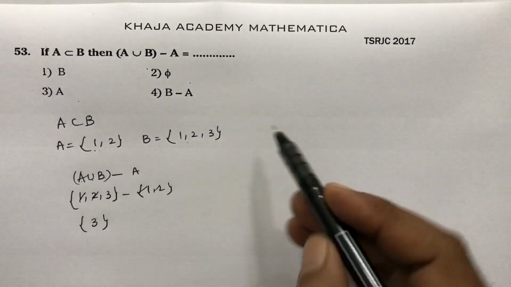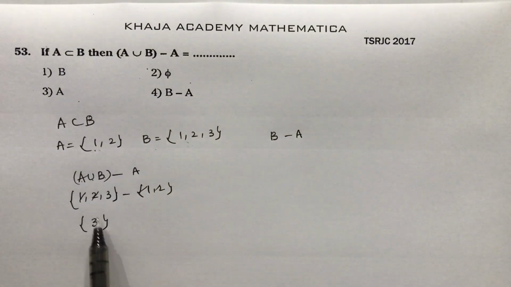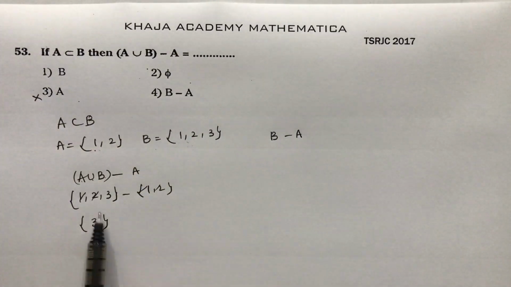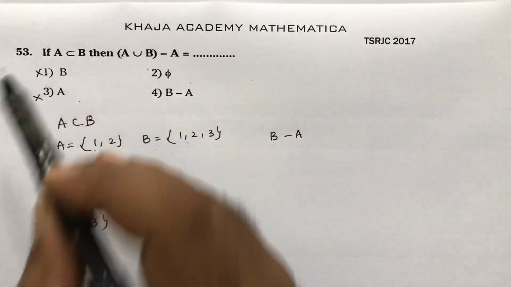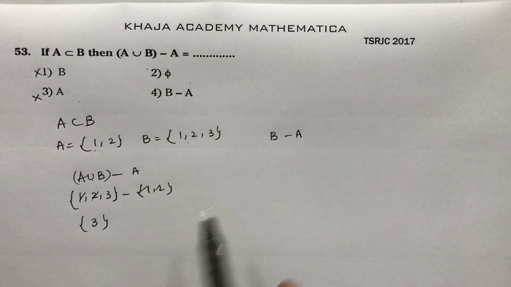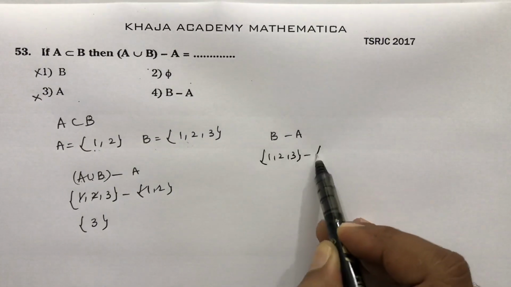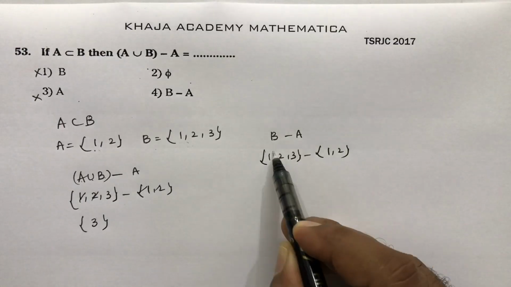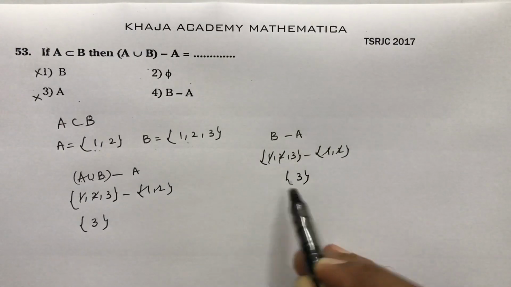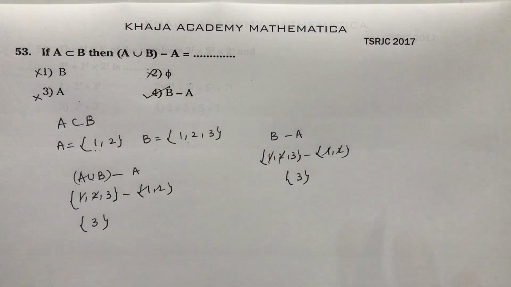But we'll check once by doing B minus A. A is 1, 2. I didn't get that, so this is not the correct answer. B is 1, 2, 3. I didn't get 1, 2, 3, so that is also not the answer. And the other option is null set. I didn't get null set also. So B minus A, once you check, 1, 2, 3 minus 1, 2, 1, 1, 2, 2, I am left with 3. See, we got B minus A. The correct option is 4.